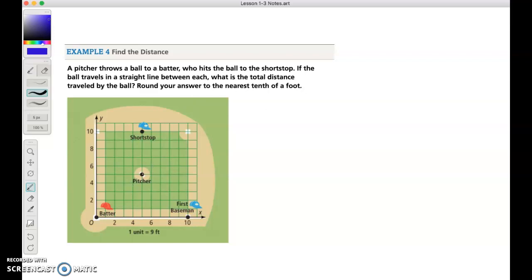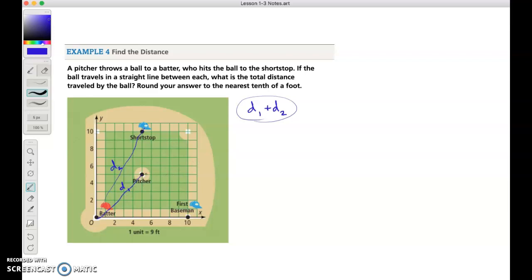So we need to figure out how far this distance is here, pitcher to batter, and then we're going to find out how far this distance here, batter to shortstop, is, and we're going to add those together. So we'll call this distance 1, and we'll call this distance 2, and our final answer is going to be distance 1 plus distance 2, right? This is what we need to do for a final answer. I'll go ahead and get you started finding distance 1, and then I'll let you find distance 2.